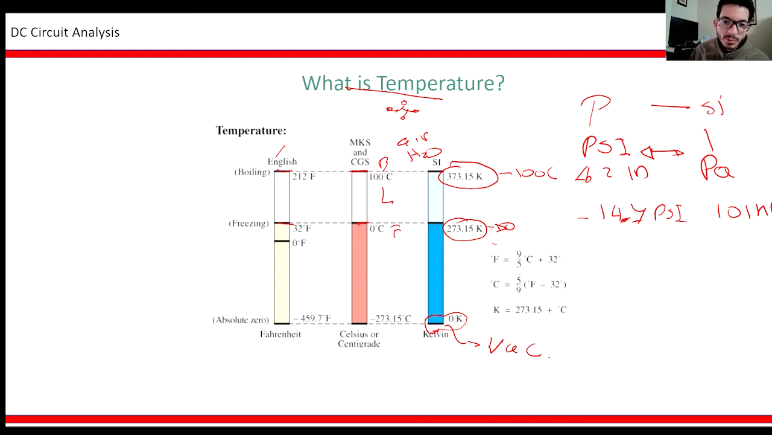The formulas to compute Fahrenheit, Kelvin, and centigrade or Celsius are: if you have Celsius, you can compute Fahrenheit as 9/5 of your temperature in Celsius plus 32. If you have Fahrenheit and want to convert to Celsius, it is 5/9 of your temperature in Fahrenheit minus 32. And Kelvin is 273.15 plus your temperature in Celsius.